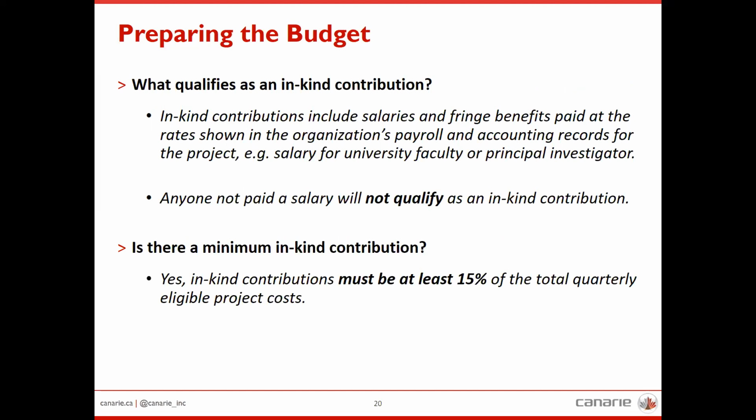One thing to note is that if the people that you're including in the in-kind section of your budget are not paid a salary, their time won't qualify as an in-kind contribution. So is there a minimum in-kind contribution? The answer is yes. It's a minimum of at least 15% of each quarter's eligible project costs.